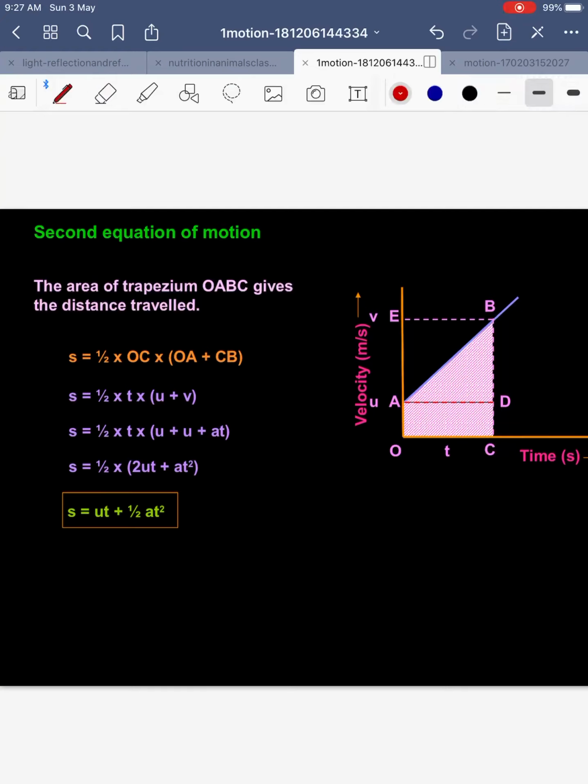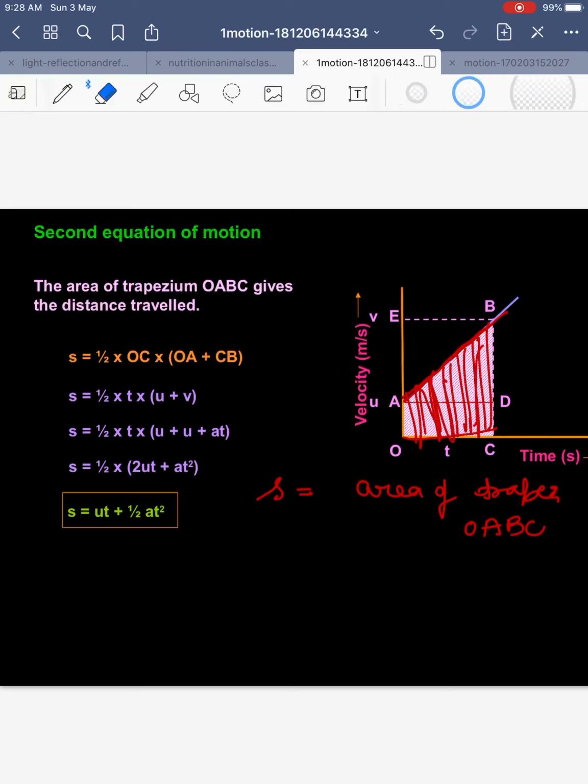We had read that area under the velocity time graph is equal to displacement or distance, right? So we can write S, which is distance or displacement, is equal to area of trapezium OABC. They have shaded the area here. You can see that. See, if we are taking AB, we have to take area under this graph and the time axis. This lower area we have to take, this complete area which this graph is enclosing with the time axis.